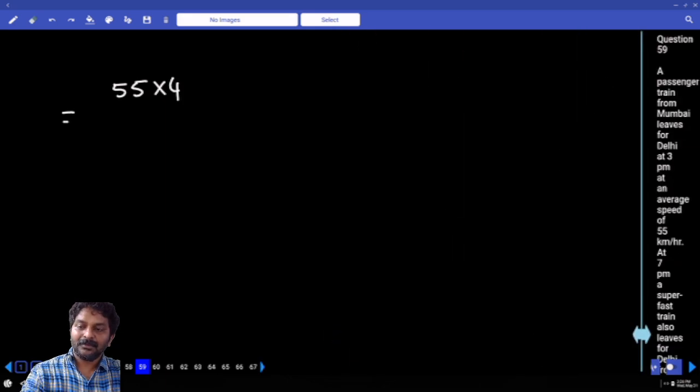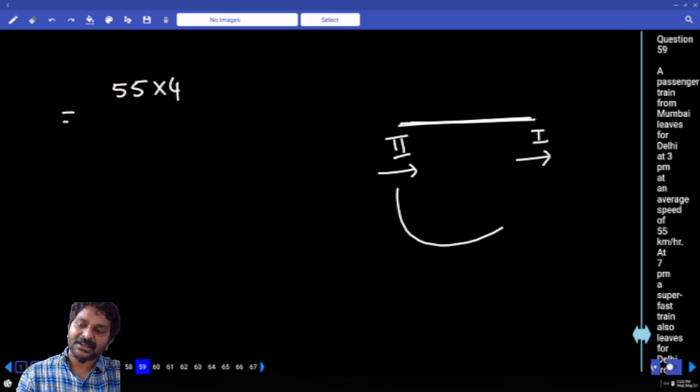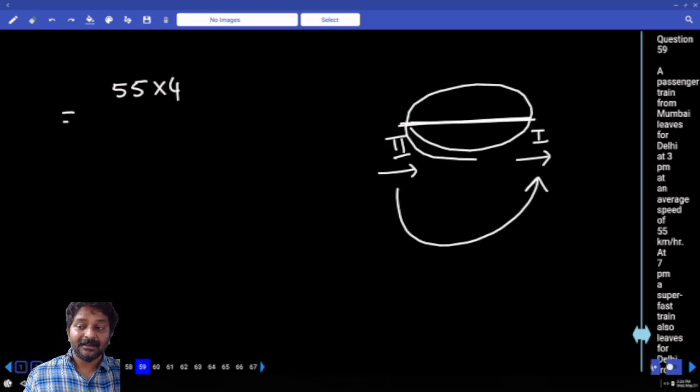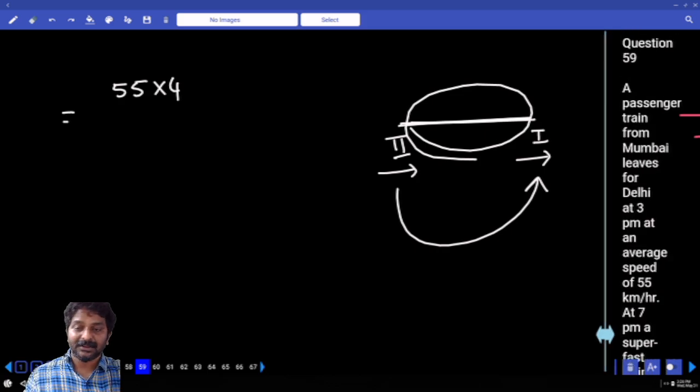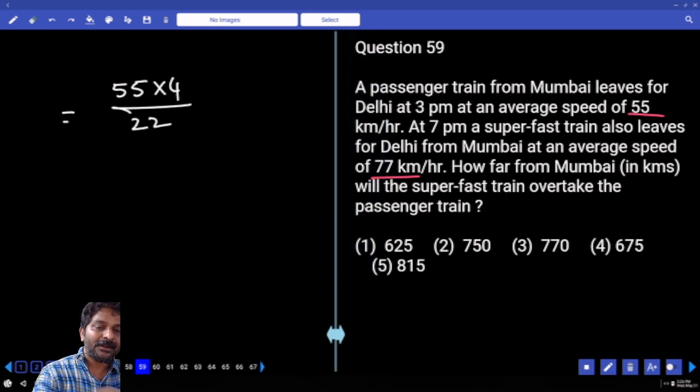Now here we have first train and here we have second train. There is a distance which is equal to 55 into 4, correct? Both are moving in what direction? If second train wants to catch the first train, it has to cover this distance only, and if they are moving in same direction, we need to consider relative speed, which is s1 minus s2. How much is that? 22.